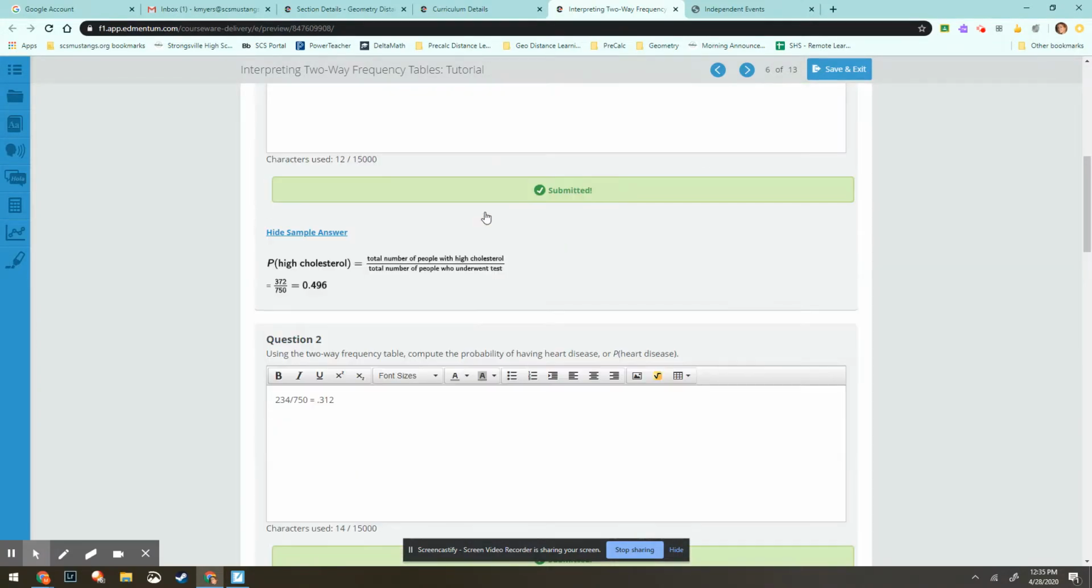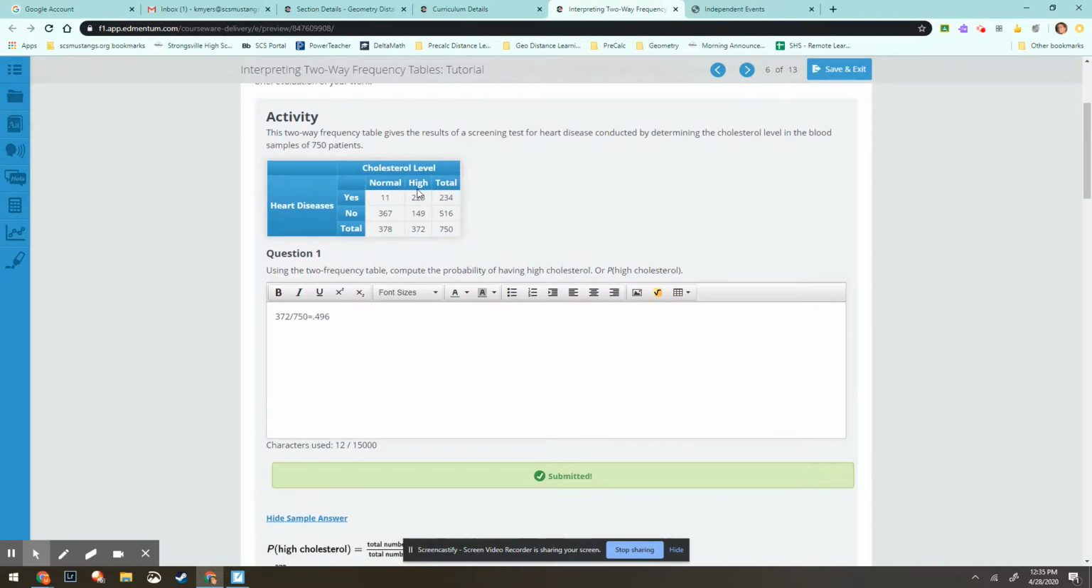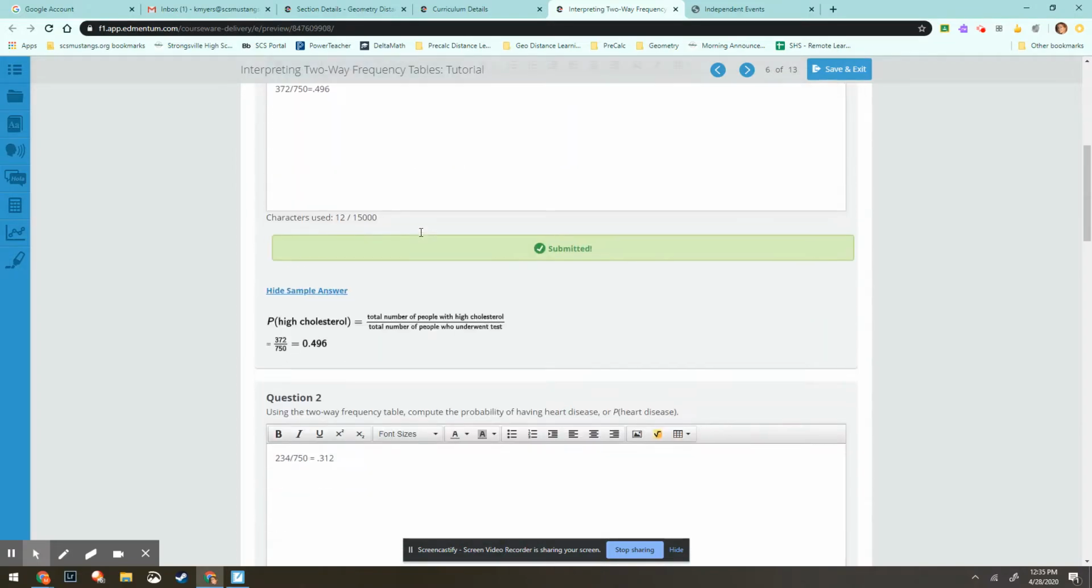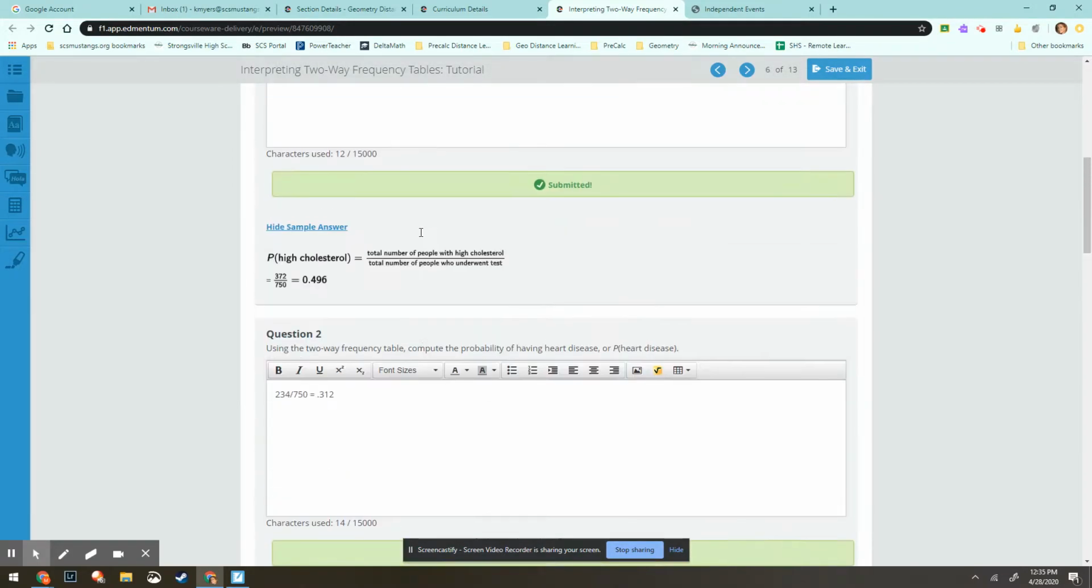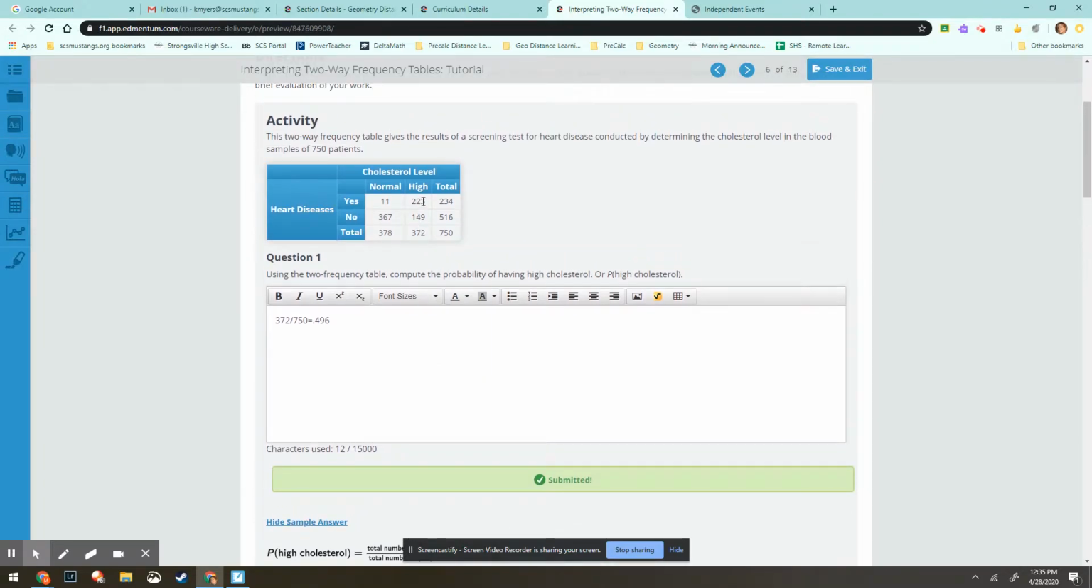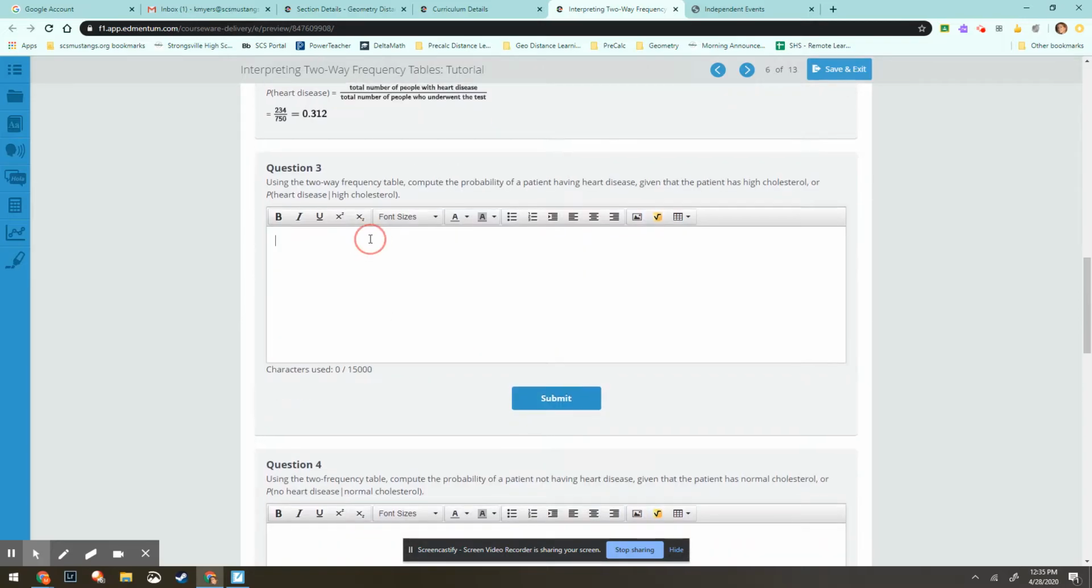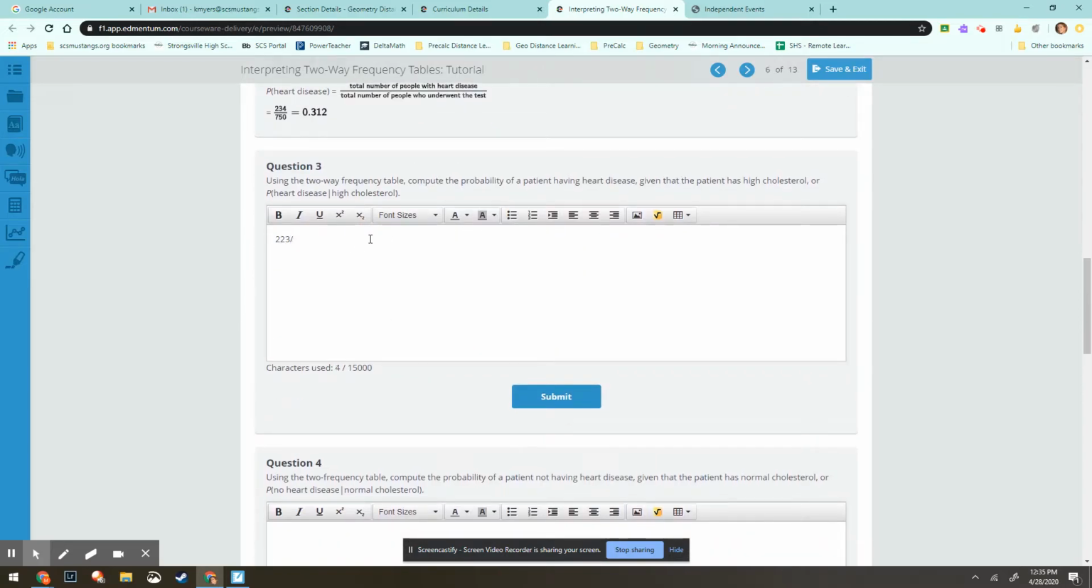So if I go up to the table, the number of people that have high cholesterol are 372. So now I'm only going out of 372 people possible. And then we want to know what's the probability of heart disease. Well, of those, heart disease was 223. So our probability is going to be 223 out of 372. And again, that's just restricted to just the people with high cholesterol. And that's going to be 0.599.